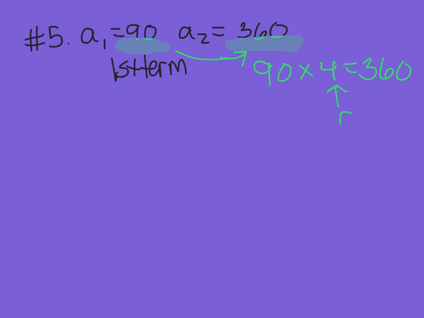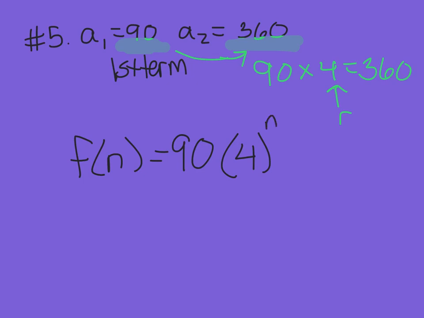Okay, so when we write the explicit rule, we write f of n equals, and then we write the first term, 90, and then we write the R, just put it in parentheses every single time. 90 times 4, and then it's always to the n minus 1 power. It's that easy.